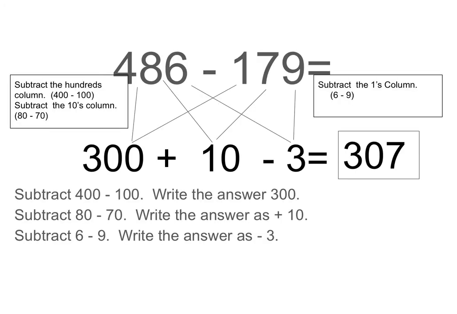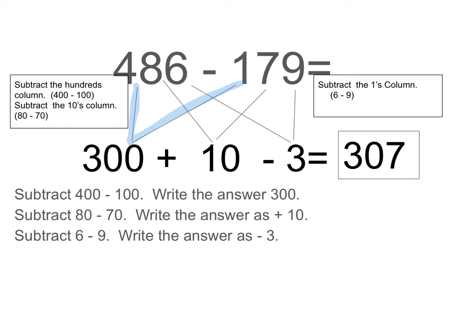The first problem is 486 minus 179. Remember, the reason this is called horizontal is because the problems are written horizontally instead of vertically. When you do this, it makes it a little tricky to combine your hundreds with your hundreds, your tens with your tens, and your ones with your ones, because you need to keep track of them. But we are going to combine and subtract our 400 minus our 100. That's why those lines are drawn there, just to help you see what we're doing.